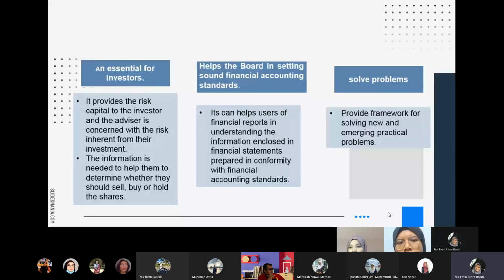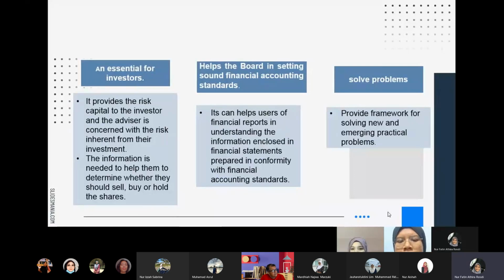Second, it can also help the board in setting sound financial accounting standards, and can help users of financial reporting understand more of the information and costs in financial statements prepared in conformity with financial accounting standards. Last but not least, it can also solve problems. For example, an accountant in a company does not know how to do recognition and measurement for assets. To make it easier, he can refer to the conceptual framework, where we can know how to do recognition and measurement for assets, equity, liabilities, expenses, and also revenue. So that's all for the answer to question 2.